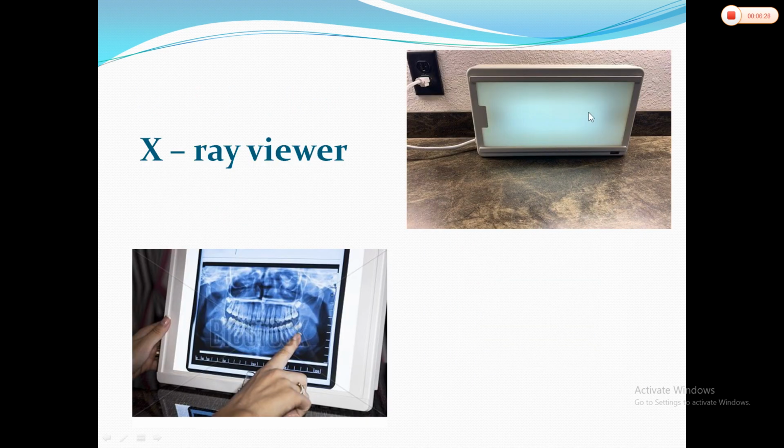This is the X-ray viewer. The processed film or developed film after drying is placed on this. This gives correct illumination to check the details of the radiograph, either extraoral or intraoral radiograph.